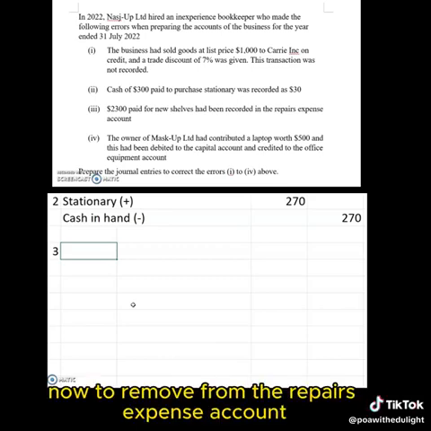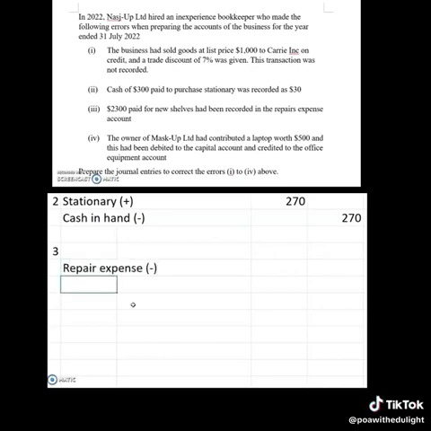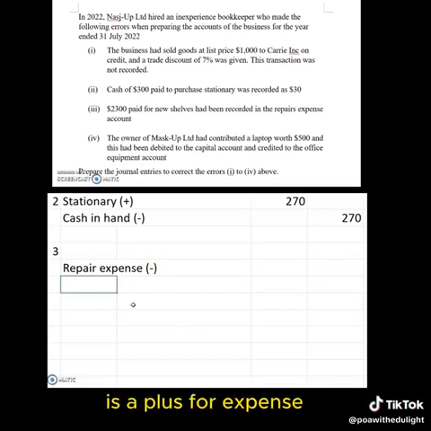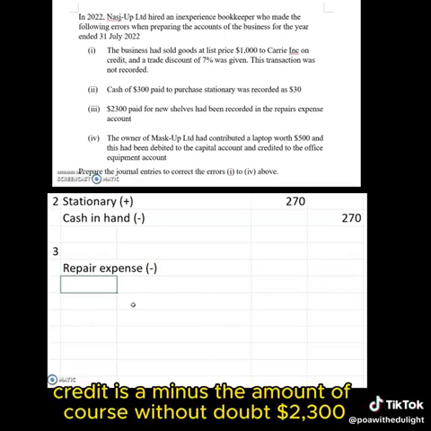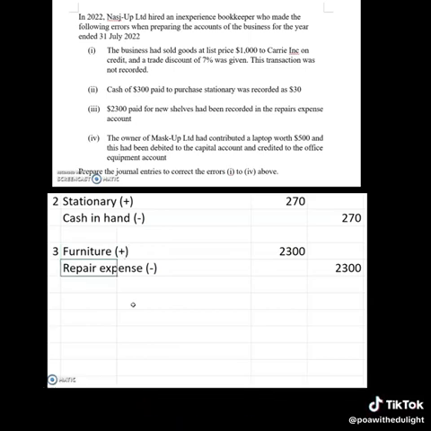Now, to remove from the repairs expense account, I would credit repairs expense, because debit is a plus for expense and credit is a minus. The amount, of course, without doubt, is $2,300. What I will debit is the furniture, so it goes up. There we go.